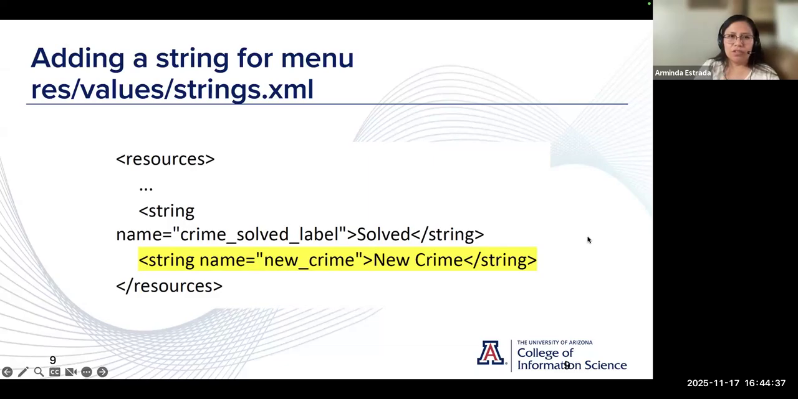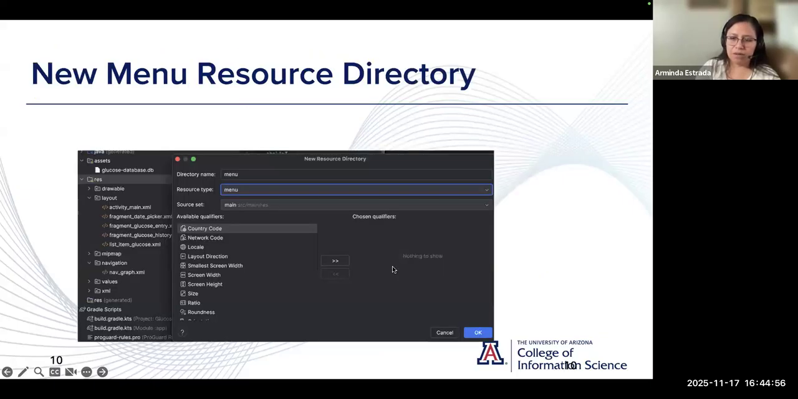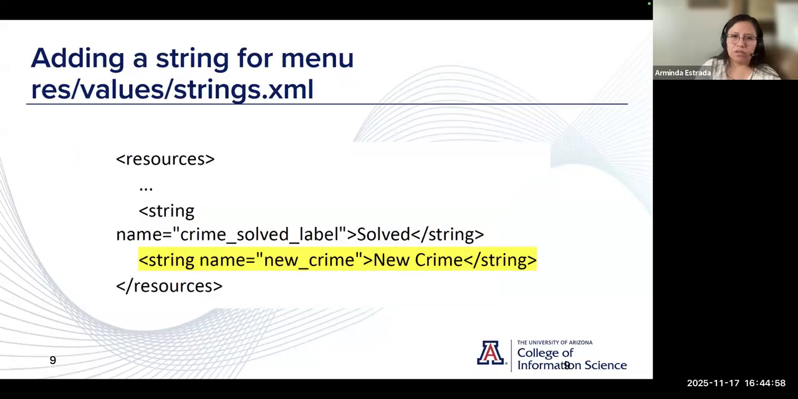So we need to make sure that we add a string for the menu. Again, this is in the resource values strings XML file. We're just adding the string like we've been adding strings through the whole project. Same way you would create something like a new crime. I did something like new glucose and then just add something like a name. Okay, so that's for the strings.